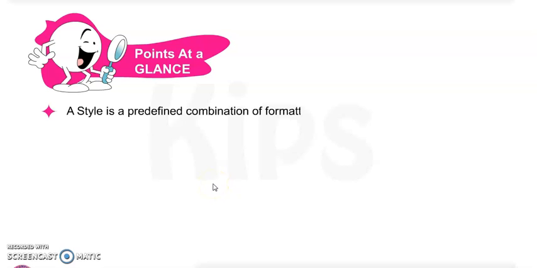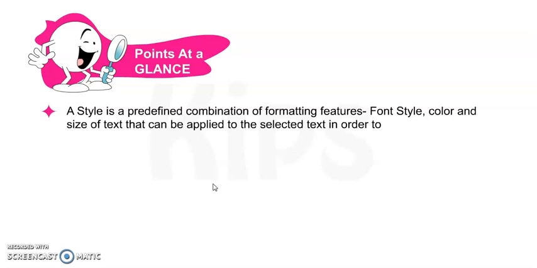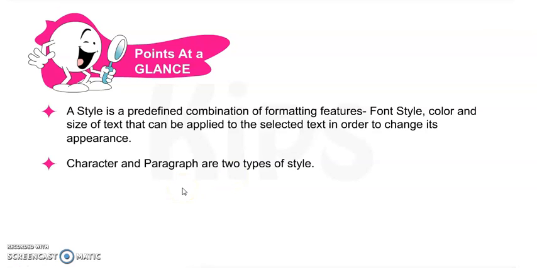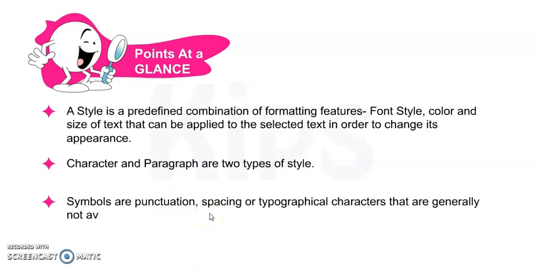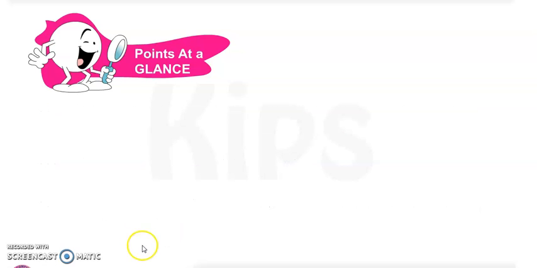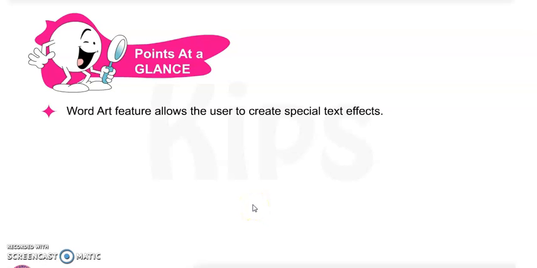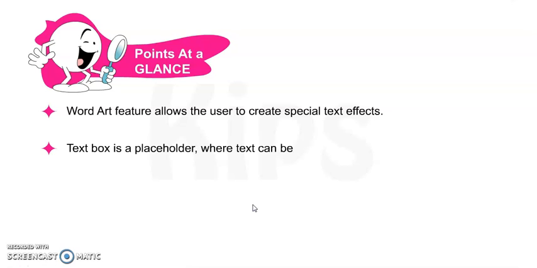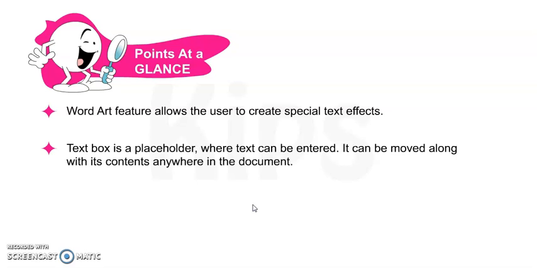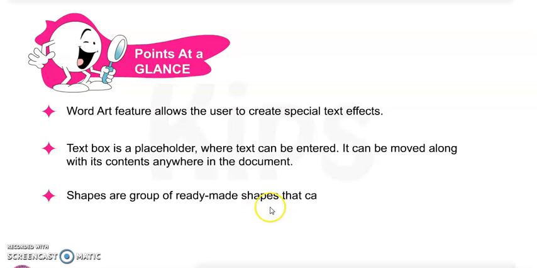Style is a predefined combination of formatting features, font style, color, and size of text that can be applied to the selected text in order to change its appearance. Character and paragraph are two types of styles. Symbols are punctuation, spacing, or typographical characters that are generally not available on the keyboard. The WordArt feature allows the user to create special text effects. A text box is a placeholder where text can be entered. It can be moved along with its contents anywhere in the document. Shapes are a group of ready-made shapes that can be inserted directly into the document.